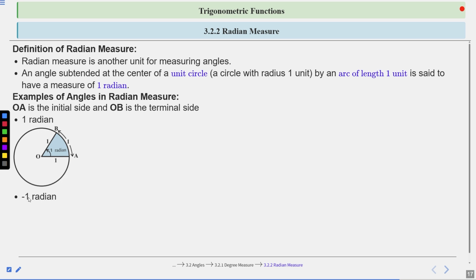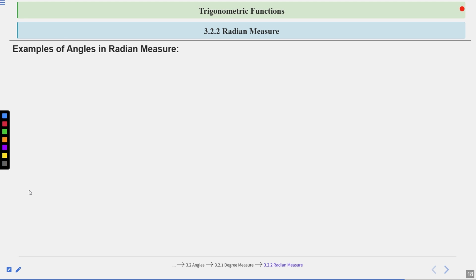So simply, minus 1 radian is simple. In this we are going to move 1 unit in what direction? Clockwise direction. So this negative sign represents nothing but the direction change. Positive represents your anti-clockwise, negative represents your clockwise movement of your angle. Clear? Now, examples of angles in radian measure.